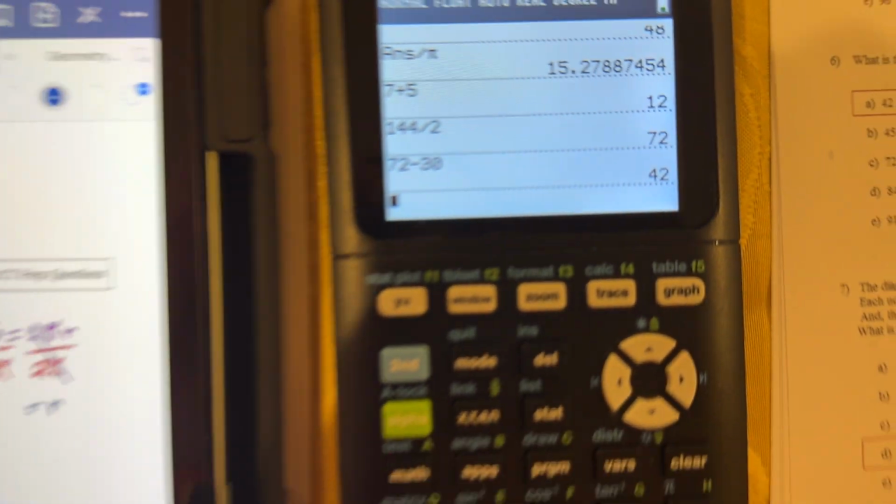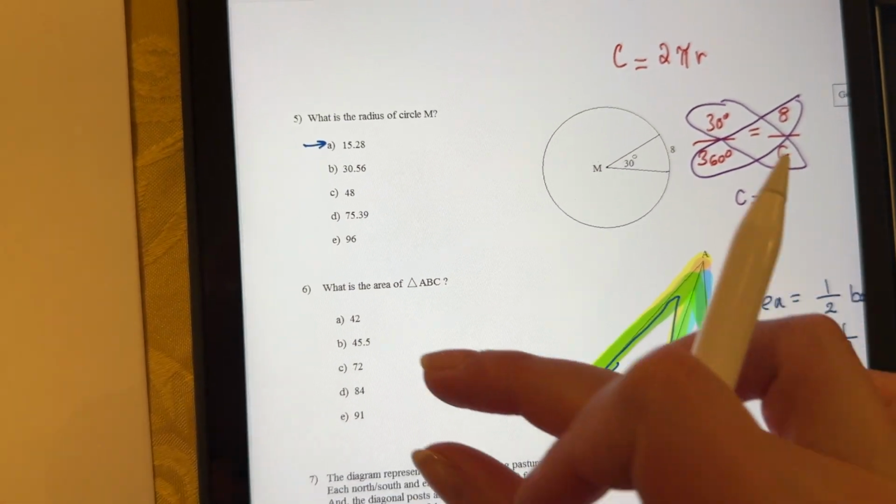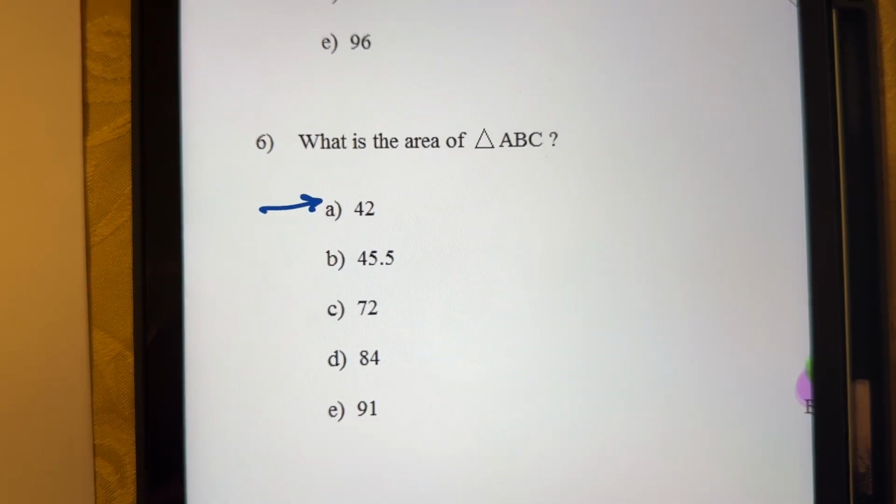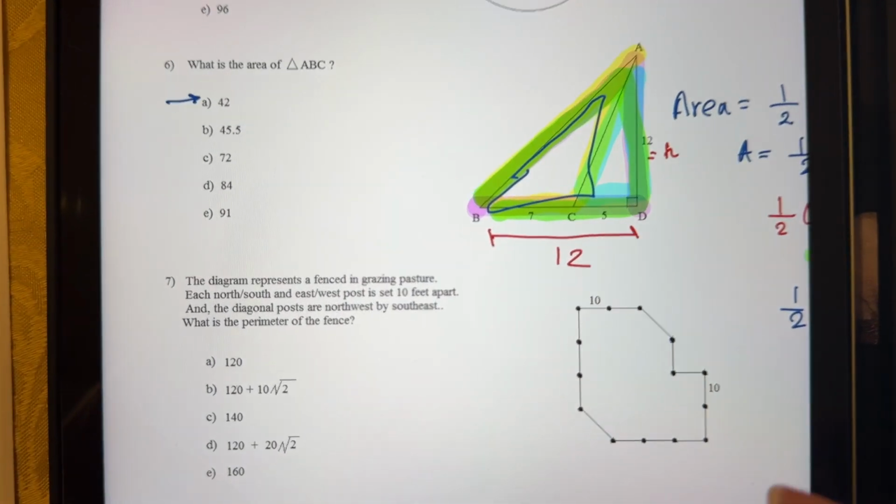That gives us 42. Let's take a look at our answer choices. Do we see 42? Yes, choice A. Okay, moving on.